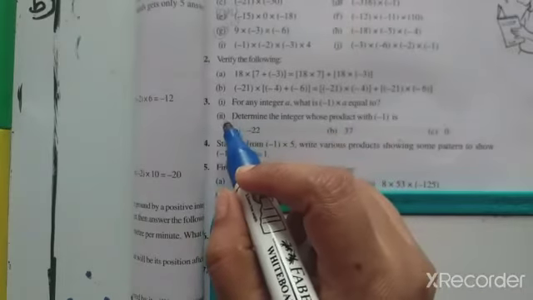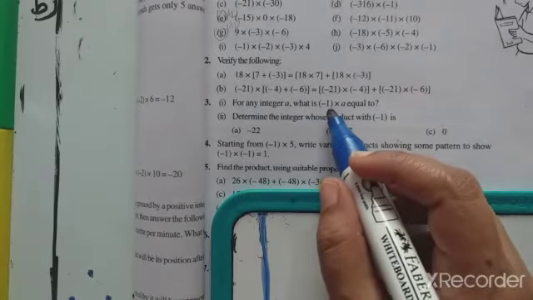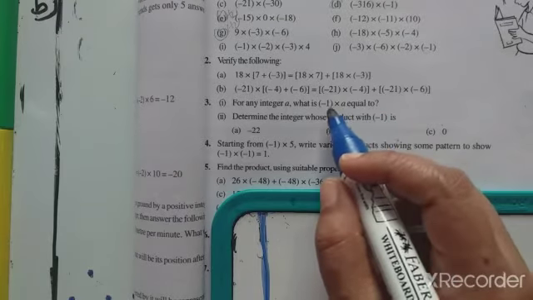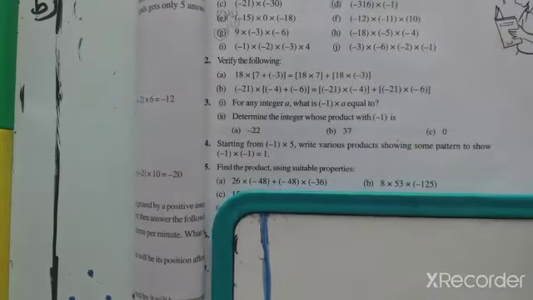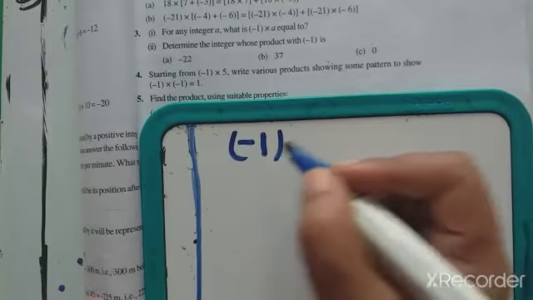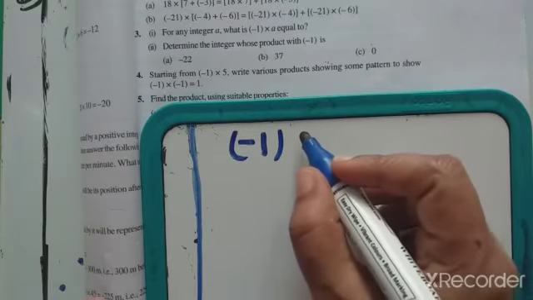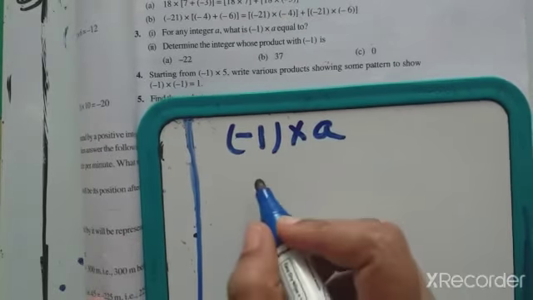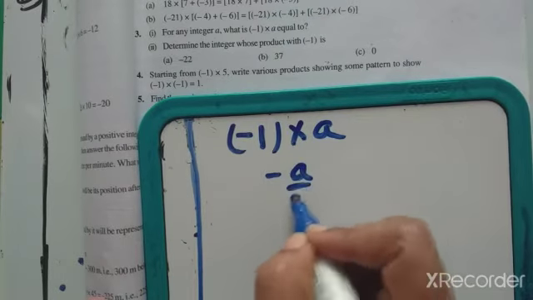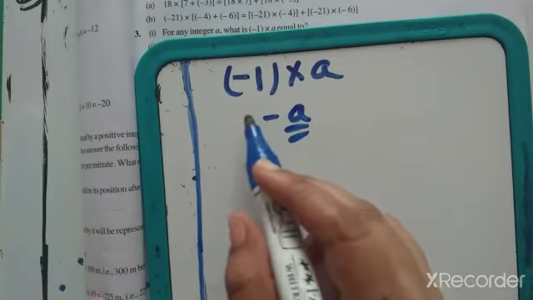Now third one, verify for any integers a, what is minus 1 into a equal to? So what is the answer? Minus any integers a means negative. Minus 1 is a multiplicative identity. Okay, minus 1 into a, any integers a, minus 1 into a is minus 1a or minus a. So answer is minus a.